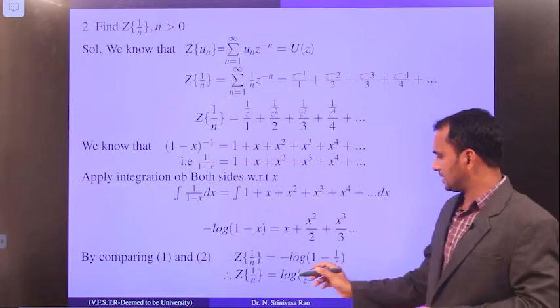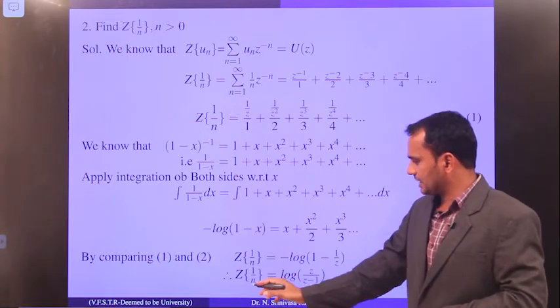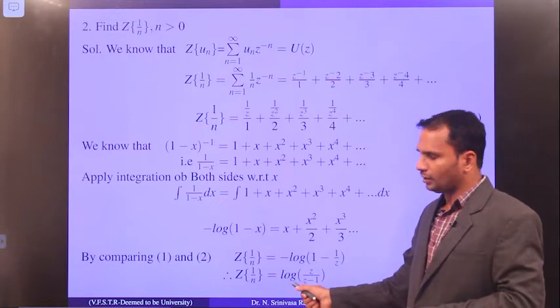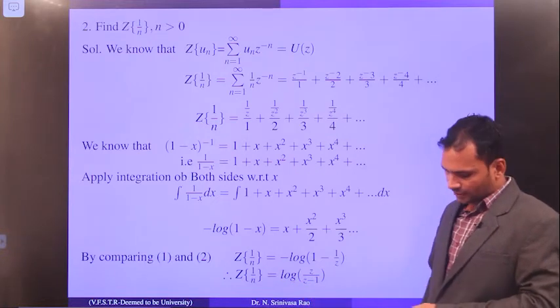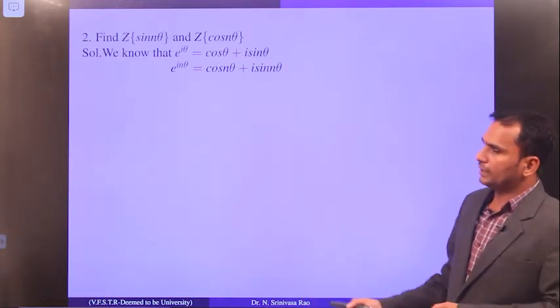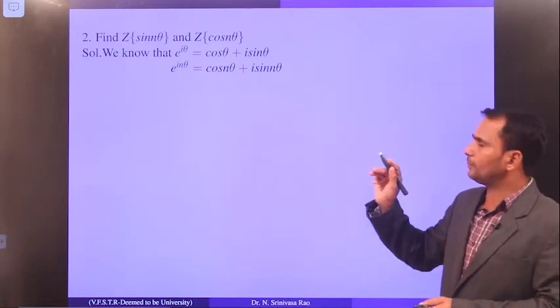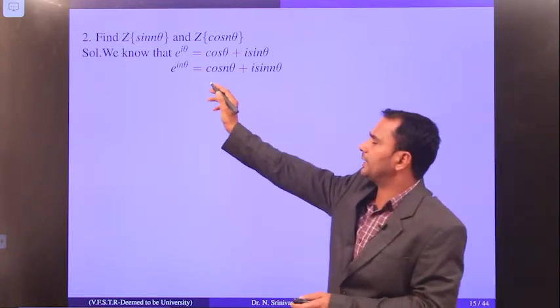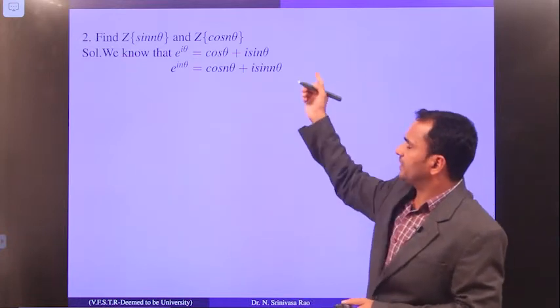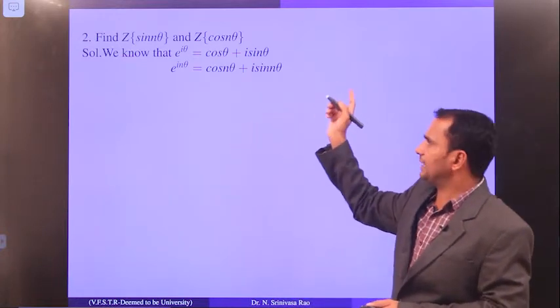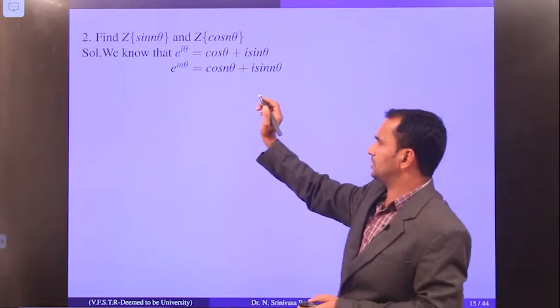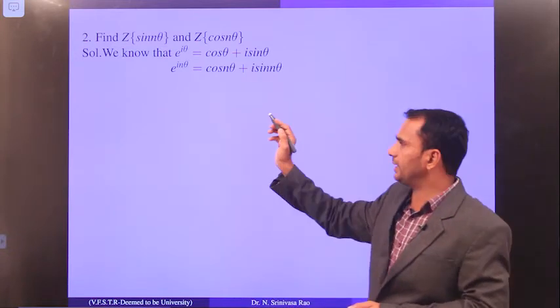So now this is the final answer: the Z transform of 1 by n is logarithm of z by z minus 1. This is a very important example from the exam point of view. In every end-sem exam you will get these questions. That is the reason why we discussed it here.